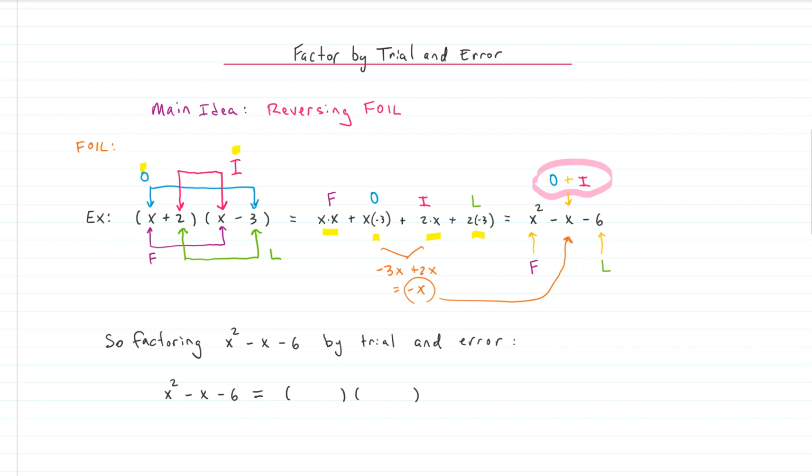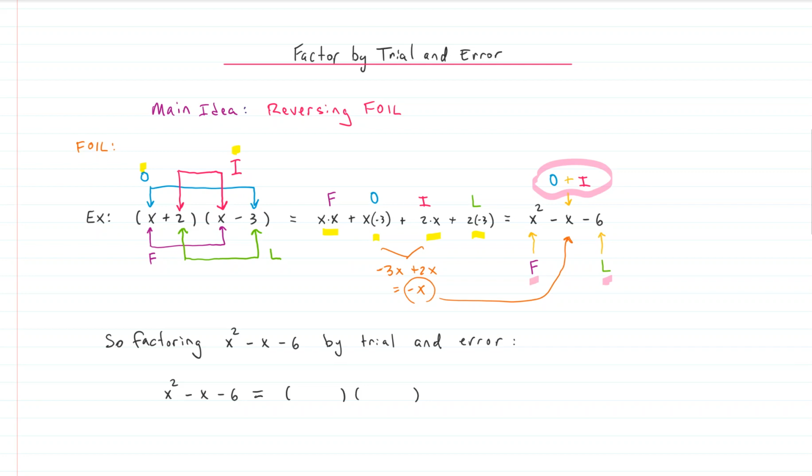But the x squared and the negative 6 in the answer, so when we multiply x plus 2 and x minus 3 together, we get x squared minus x minus 6. The x squared is just a product of the first two. So all we need is F to find x squared. And the negative 6, the last term here, all we need is the L term, so the 2 and the negative 3.